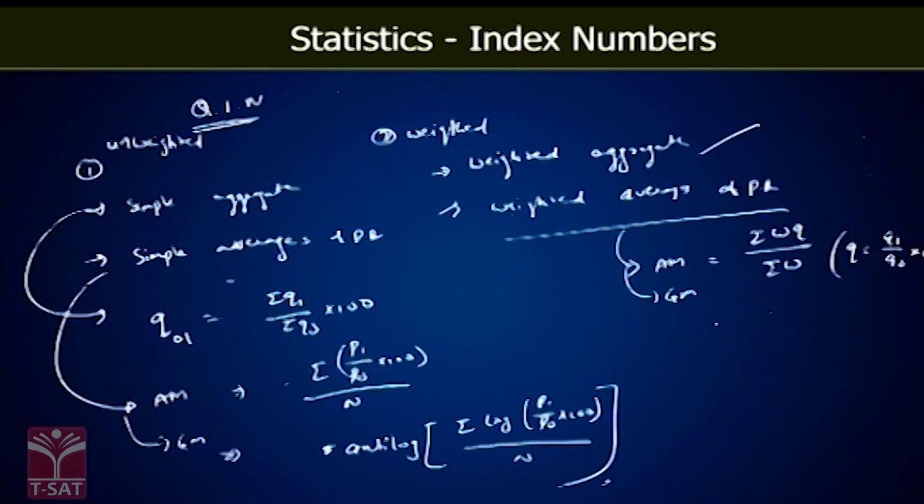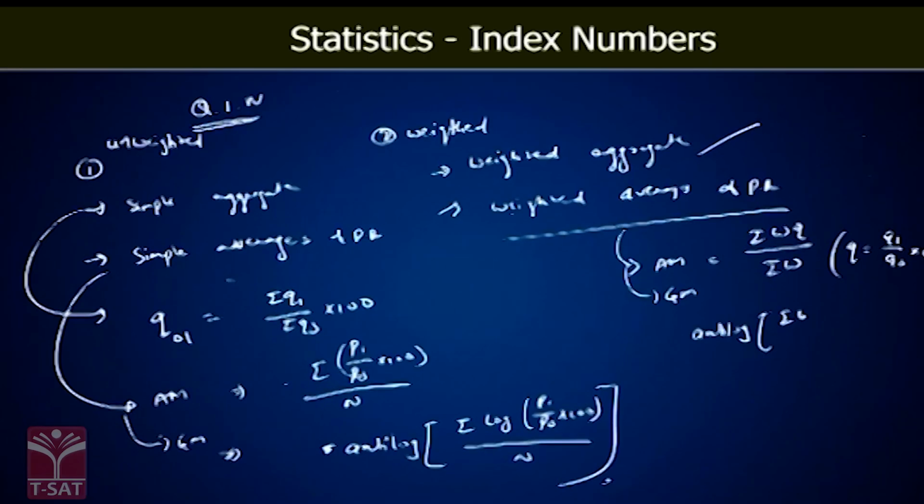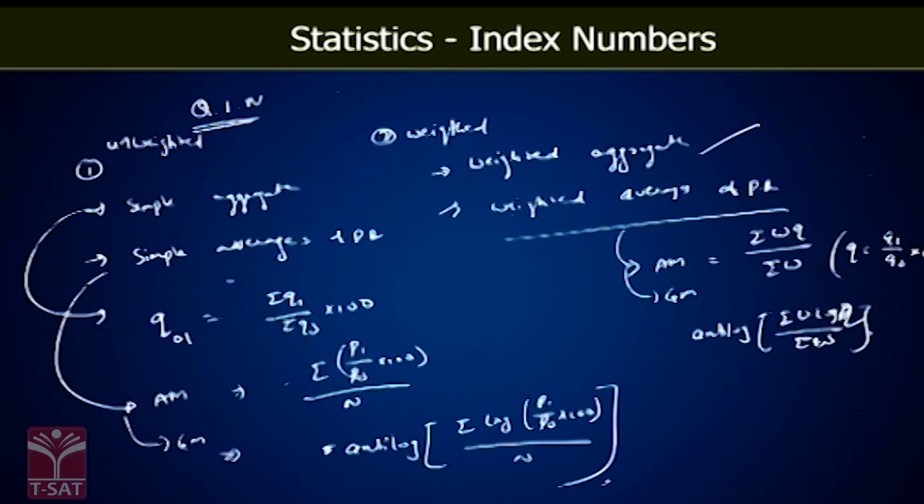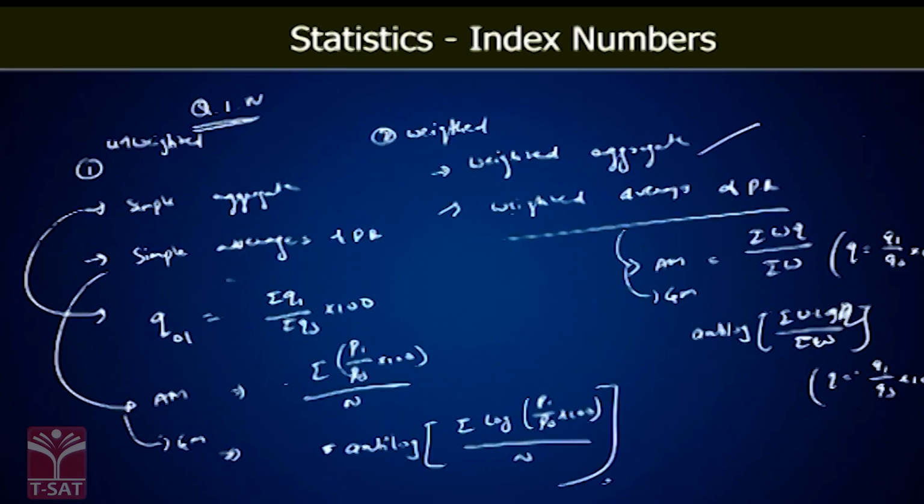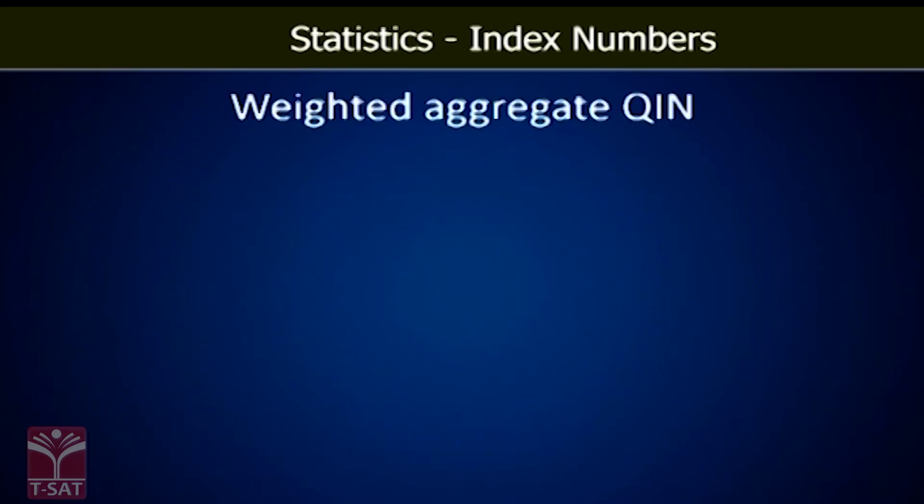For geometric mean, we have antilog of summation W into log Q by summation W, and Q is the same here, Q1 by Q0 into 100. Now we'll see the weighted aggregate for quantity index numbers.